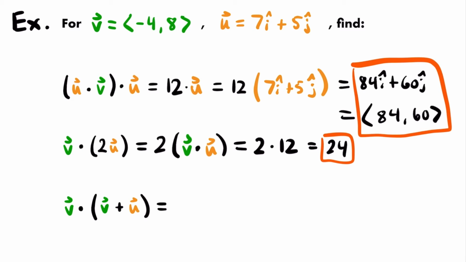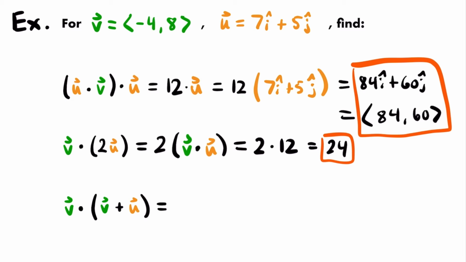All right, and so hopefully now you're starting to see some of the benefits of knowing the properties of the dot product, because it made this calculation a whole lot simpler. We didn't have to multiply 2 by all of the components of vector u and then perform the dot product with vector v. We could just simply pull that scalar value out and multiply it by a dot product value that we already found. We already knew that the dot product here was 12.